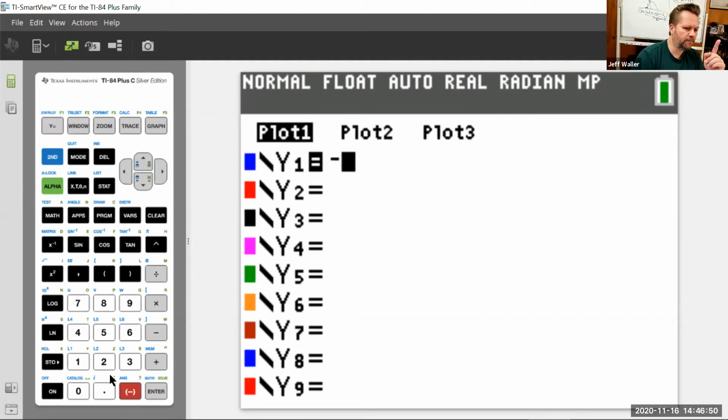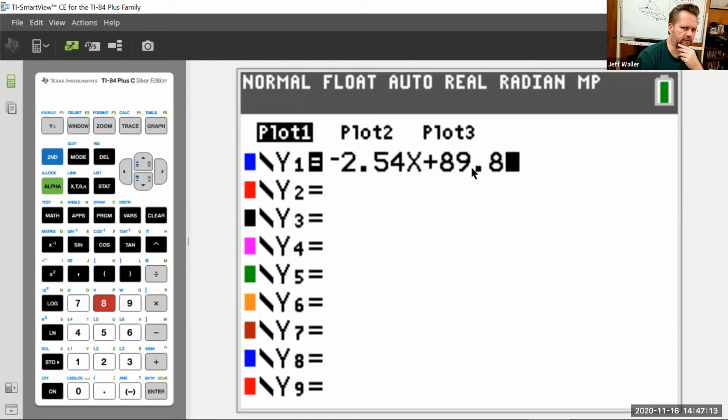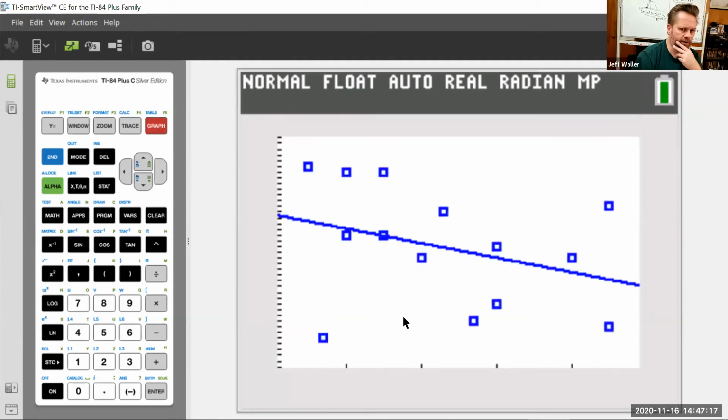Negative 2.54x. Right there is your x. Do you see that? That's your x. And now I've forgotten the rest of it. Was it 89.8? I think so. Is everybody with me? So y equals, and you can put the line of best fit in. And then when you hit graph, there it goes. That's the graphical average of all the data points.